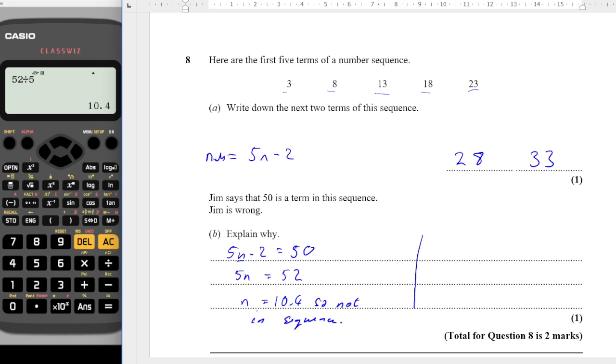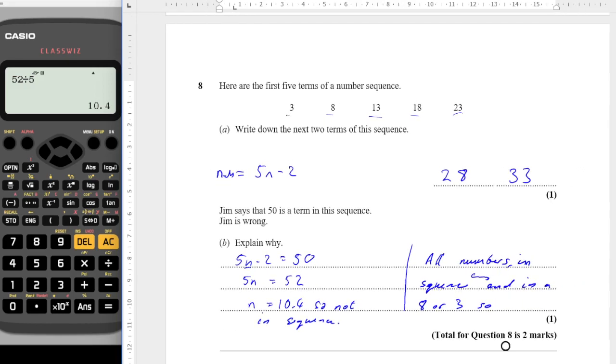But if you look at the numbers, all of the numbers are either going to end in a 3 or an 8. So we could just say all numbers in the sequence end in 8 or 3. So 50 is not in the sequence. Both answers would be fine. Definitely both answers would be fine.